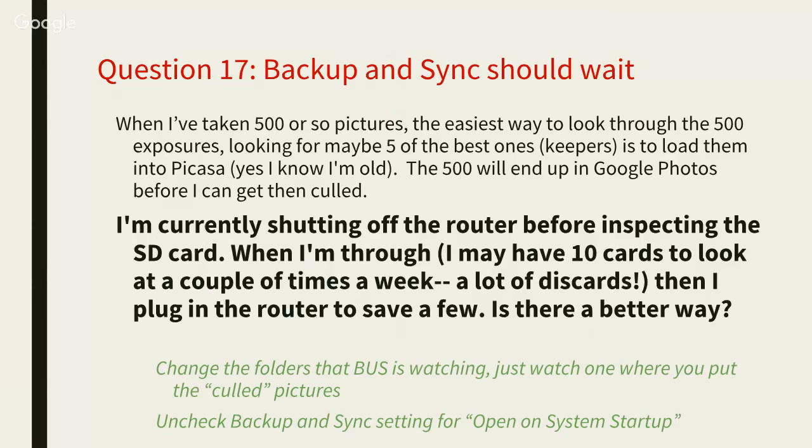The 500 will end up in Google Photos before he can get them culled. He's currently shutting off the router before inspecting the SD card. When I'm through, I may have 10 cards to look through a couple times a week. Then I plug in the router to save a few. Is there a better way?